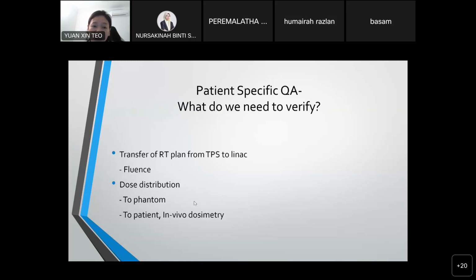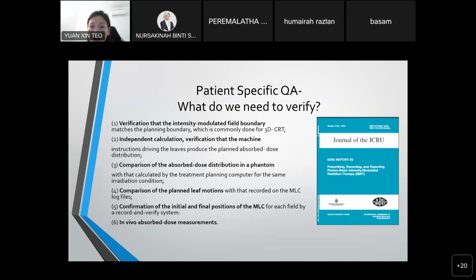We will transfer the plan from the TPS to the LINAC first. Then we will recalculate it onto a phantom. This one I will also show you later, how we create a patient QA plan. After you have done this, only then will we deliver the treatment to the phantom. So what do we need to verify?